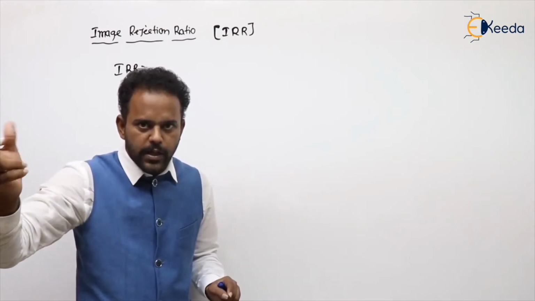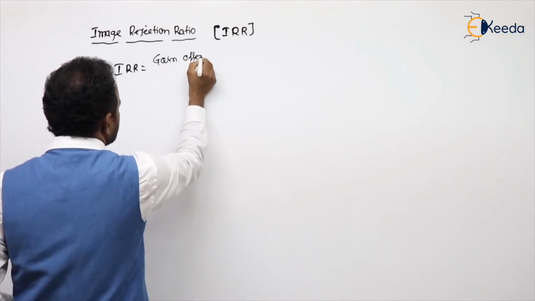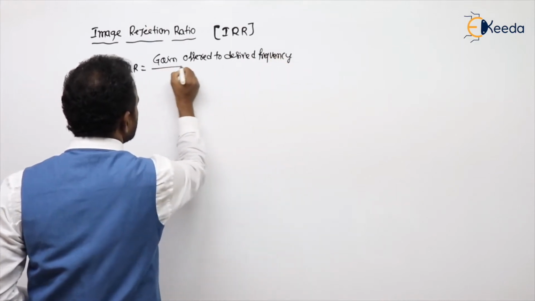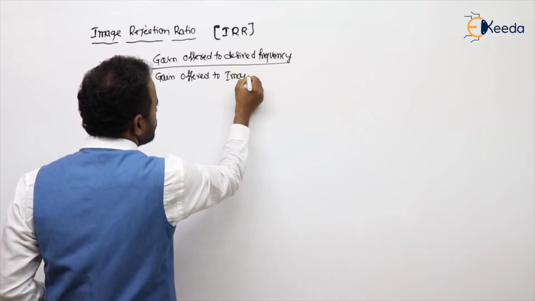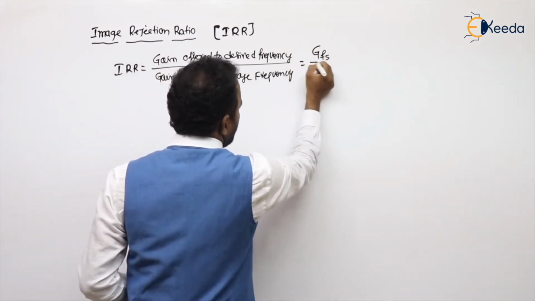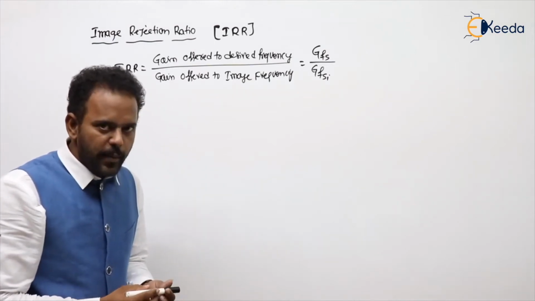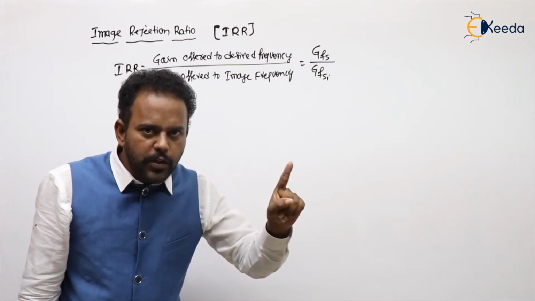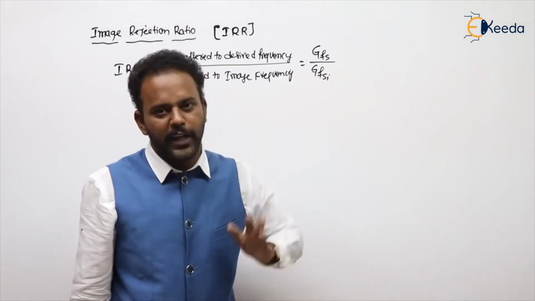Gain offered to desired frequency to gain offered to image frequency. That is, what is this? Simple, GFS by GFSI. In the tuned amplifier characteristics I drew, GFS by GFSI itself is called the image rejection ratio. What will IRR specify? IRR will specify how many times images are attenuated when compared to desired frequency, or how many times desired are amplified when compared to image frequency.